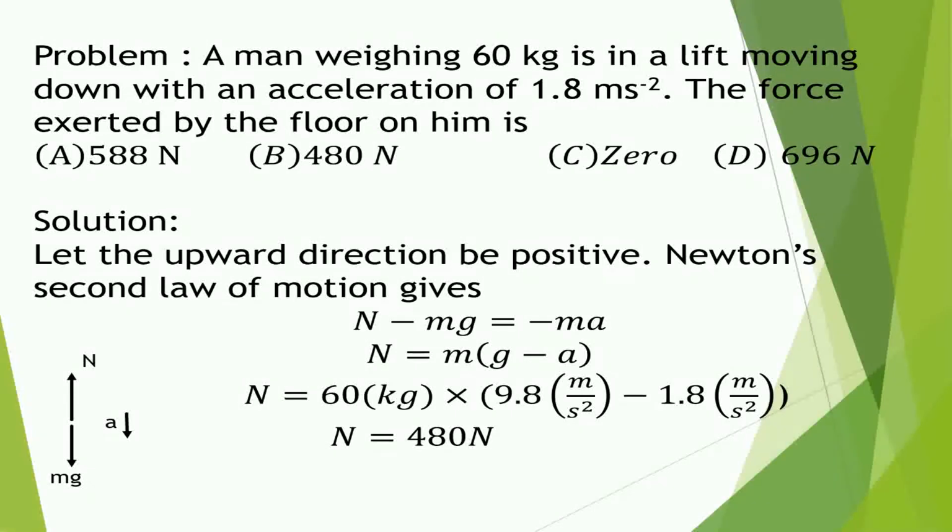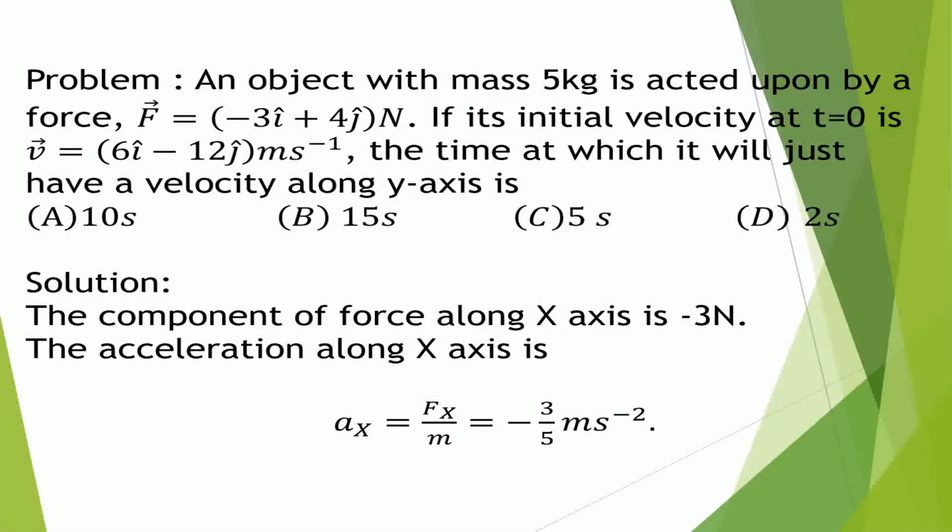Let's look at the next problem. Here we have an object with a mass of 5 kg, and it is acted on by a force. There are two components for this force, one along the x-axis and one along the y-axis. We have been given the initial velocity, which has x and y components. The time at which it will have velocity just along the y-axis is.